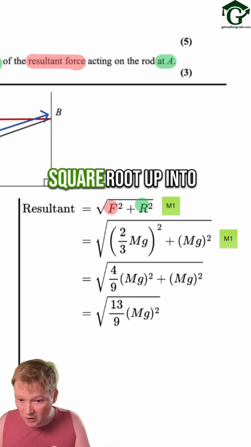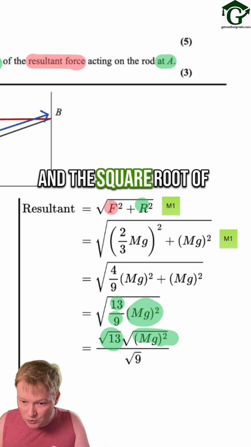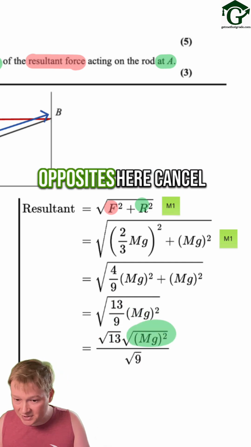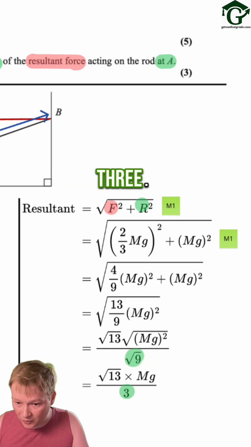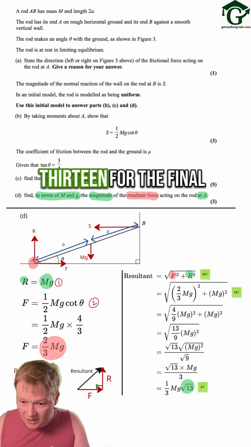So I can split that square root up into the square root of 13, the square root of mg squared, and the square root of 9. Why would I do that? Well, the square root and the square being opposites here cancel out, leaving us with mg, and the square root of 9 simplifies to 3. So we've got a nice neat final answer, 1/3 of mg root 13 for the final mark.